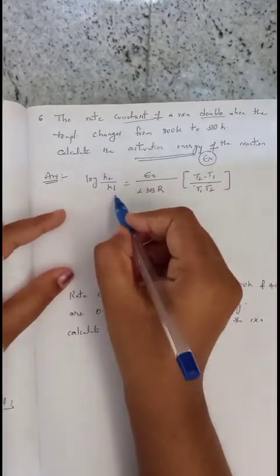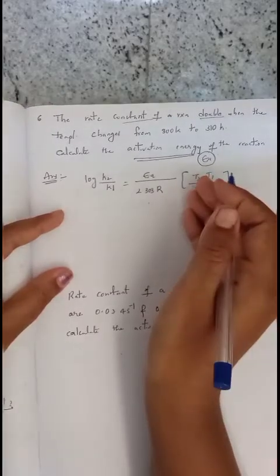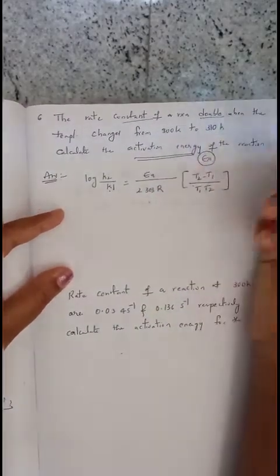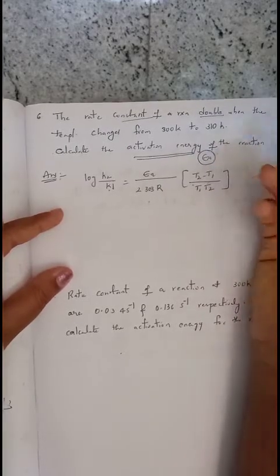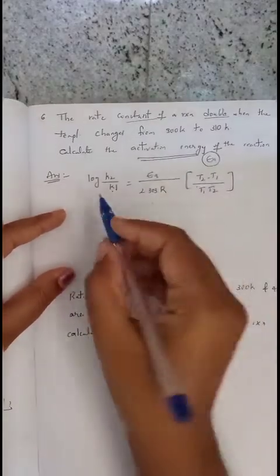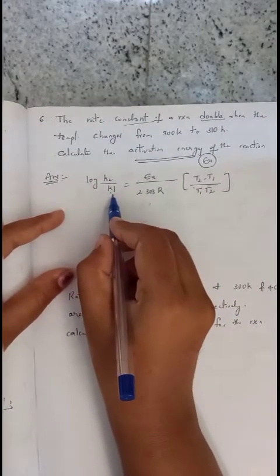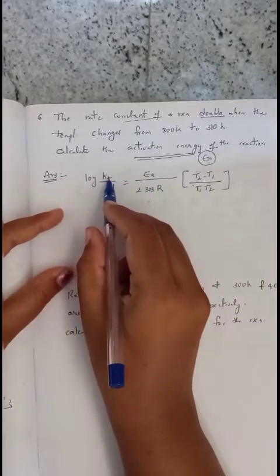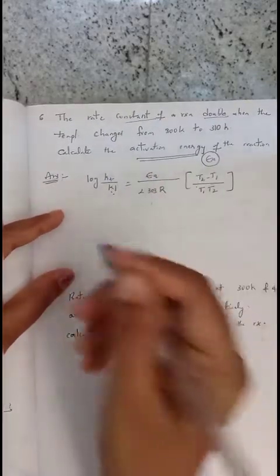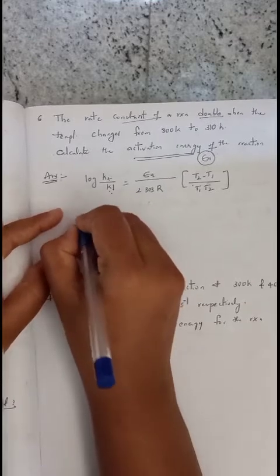Here K2 and K1 are not mentioned, but it is understood. The reaction is first order because the rate constant is getting doubled. So the K1 value is 1, and K2 we take as 2 because it is doubled. So K2 is 2 and K1 becomes 1. You just substitute the values here.